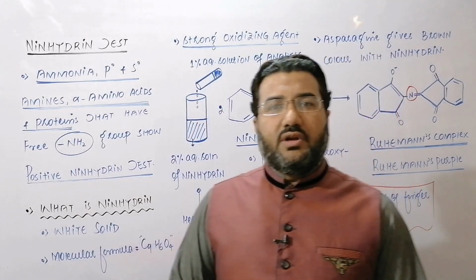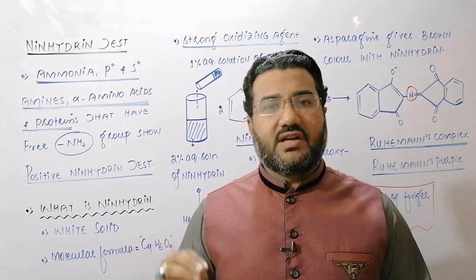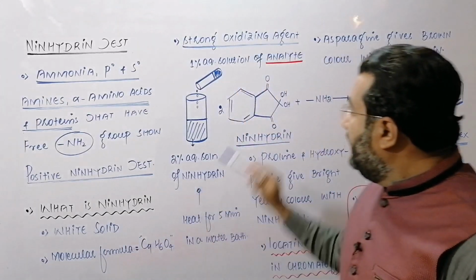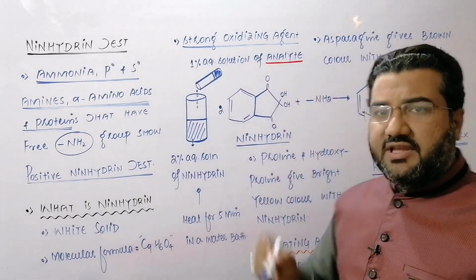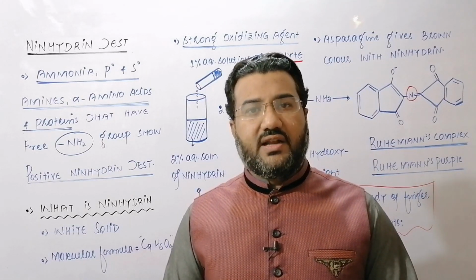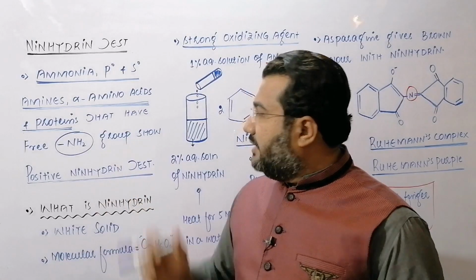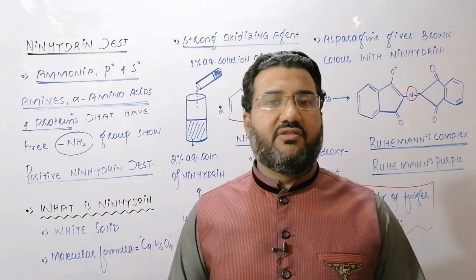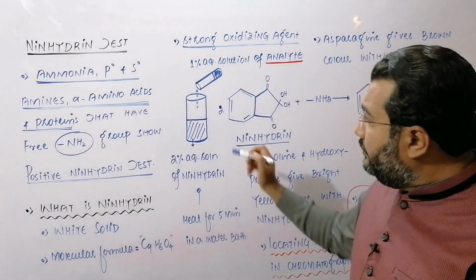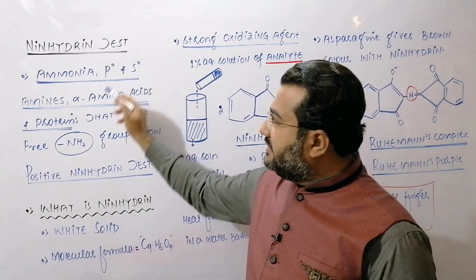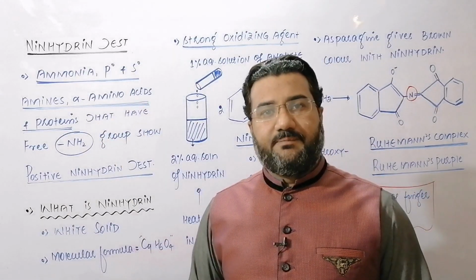If the deep blue color appears, it shows that it is the positive ninhydrin test. And now the analyte may be an alpha amino acid, ammonia, a protein with the free amino groups, or a primary or secondary amine. But if no blue color appears in this test tube, it shows that all these compounds are absent.